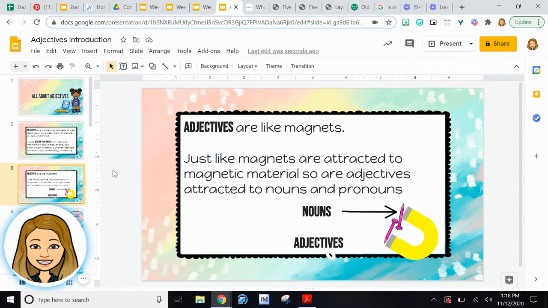I want you guys to visualize adjectives being like magnets. Remember how we just learned that magnets are attracted to magnetic material? Well, adjectives are also the same way, only they're attracted to nouns and pronouns. So wherever you see an adjective, bam, a noun or a pronoun is going to be right with it.